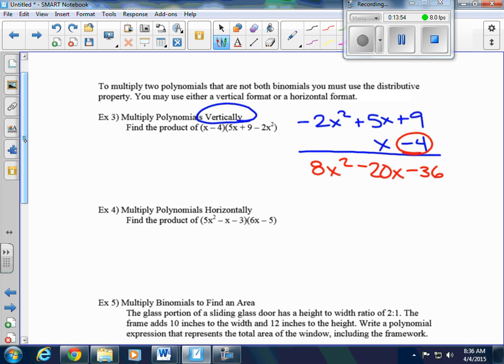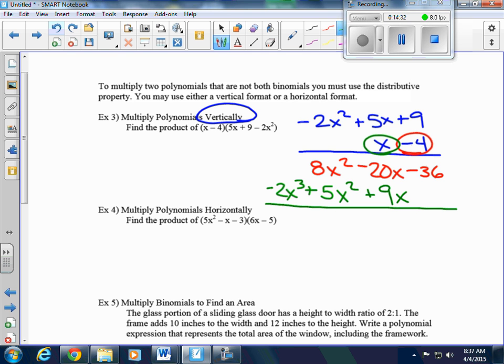So now we're going to take the x. Let's use a different color there. We're going to take the x and multiply everything in that top row by it. So x times 9 is 9x, and again that has to go with my x in my x column because I'm going to add these up in a bit. x times 5x is 5x squared, so it's going to be a plus. And then x times negative 2x squared is negative 2x cubed.